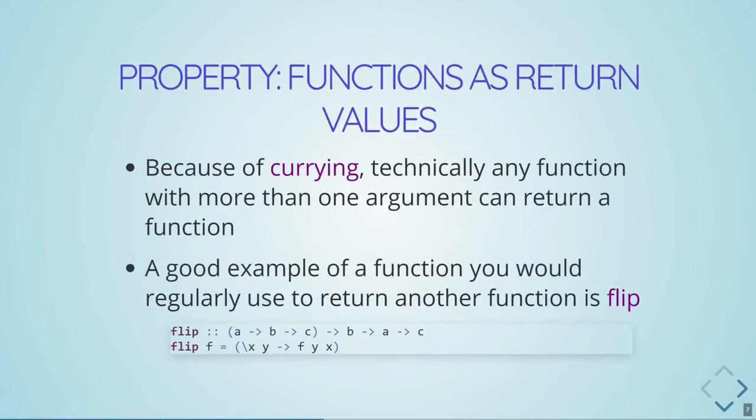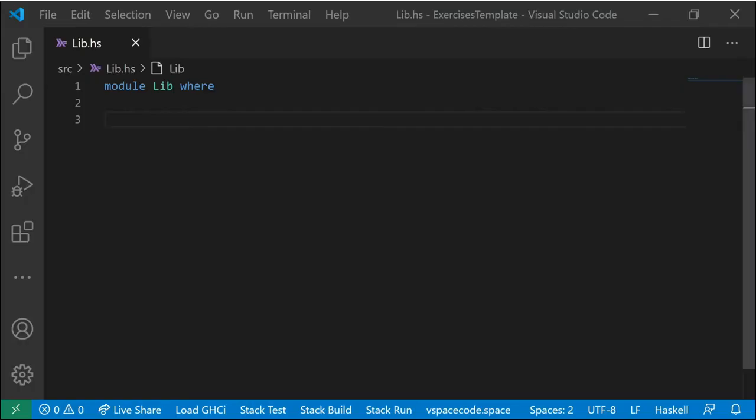If we look at the consequences of this, because of currying and partial application, technically any function with more than one argument, you can look at as returning another function. You at least have the option of it returning another function. A good example of a function you would regularly do this with would be the flip function. The way you define it, flip takes a function as an argument, an a and b goes to c, so this needs to be a binary function. And then it takes a b and an a and goes back to c. So it's going to flip these arguments around.